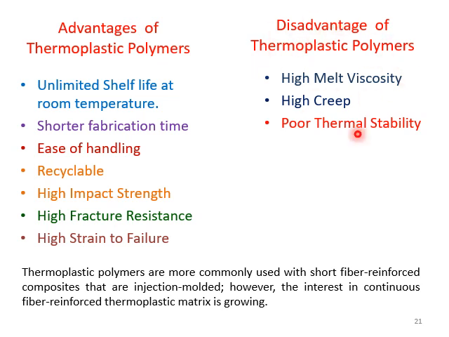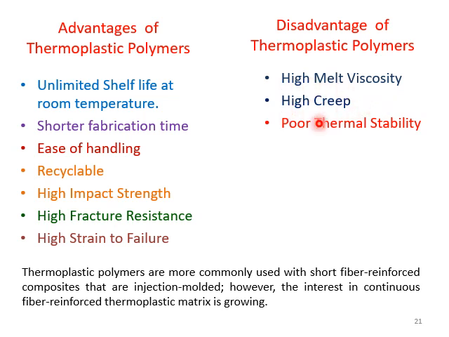Now, what are the disadvantages of thermoplastic polymers? They have got high melt viscosity. This is one of the major problems of thermoplastic polymers, a very high melt viscosity. It is 10 to the power 2 to 10 to the power 4 Pascal seconds, right? So this viscosity is very high when compared to that of a thermoset resin. Thermoset resin will flow like water. They have got high creep.